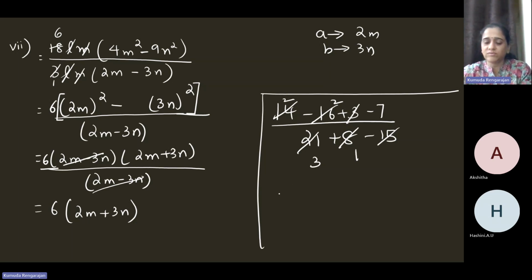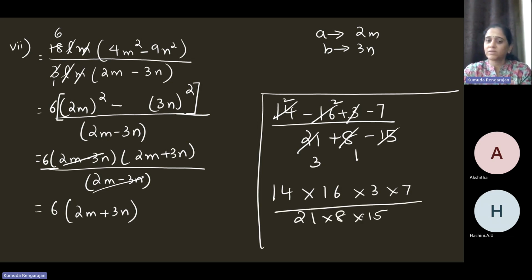But think of this, if you had 14 into 16 into 3 into 7 divided by 21 into 8 into 15, then will you cancel? Yeah. How will you cancel? For this and this and this, you can cancel.